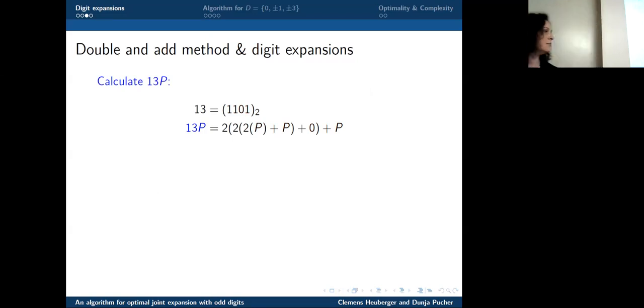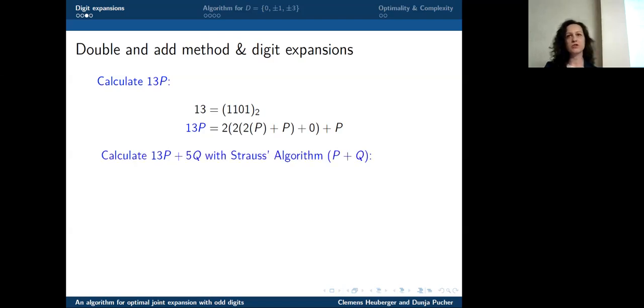And the next step is the calculation of linear combinations. If we would like to calculate a linear combination, then we could, with the method from above, calculate 13P, for example, and 5Q, and then just add them. Or we can use the Strauss algorithm, which is also sometimes called the fast Shamir's method. And it is based on the fact that we can pre-compute the point P plus Q.